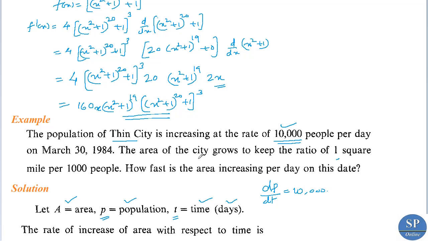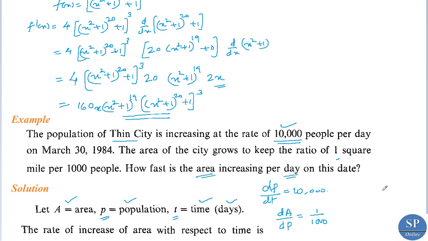Second, the area of the city grows to keep the ratio of 1 square mile per 1000 people. That means the area grows at a rate of 1 square mile per 1000 people. That is, we are given dA by dP, which is equal to 1 by 1000, that is 1 square mile per 1000 people. We have to find how fast the area is increasing per day on this day.